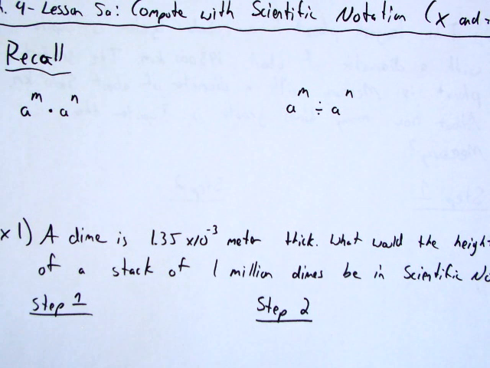All right, today we're going to be talking about Chapter 1, Lesson 7. We're going to be talking about specifically Part A, multiplying and dividing with scientific notation.